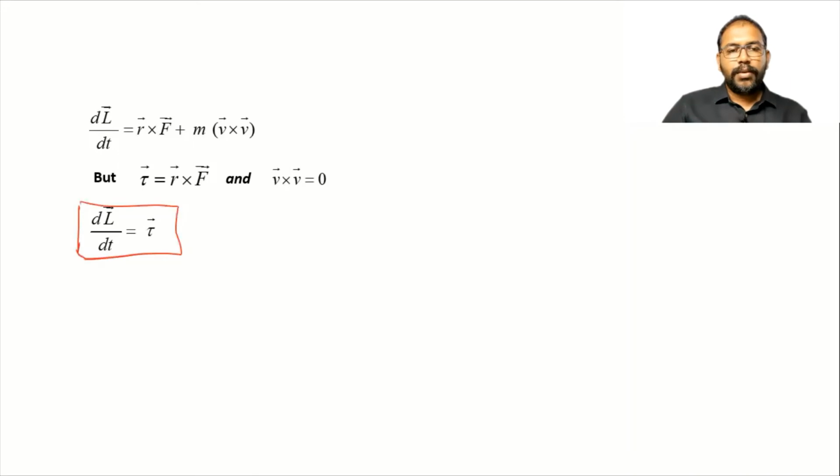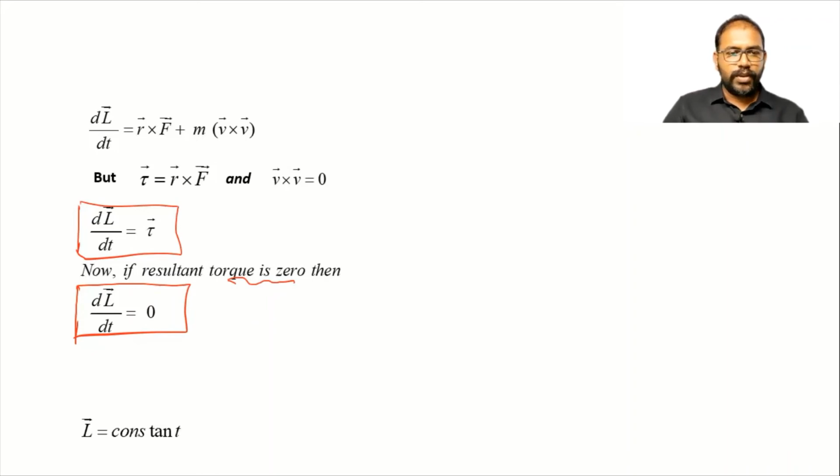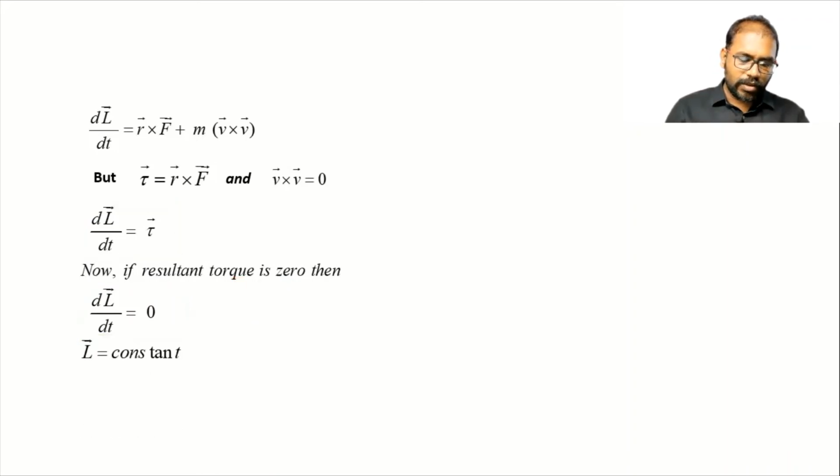Now in that, we substitute torque is 0. If I consider torque is 0, then we get the expression dL bar by dt is 0. Now if the derivative is coming 0, it means that the quantity is constant, because the derivative of a constant is 0. So it means that L is constant here.